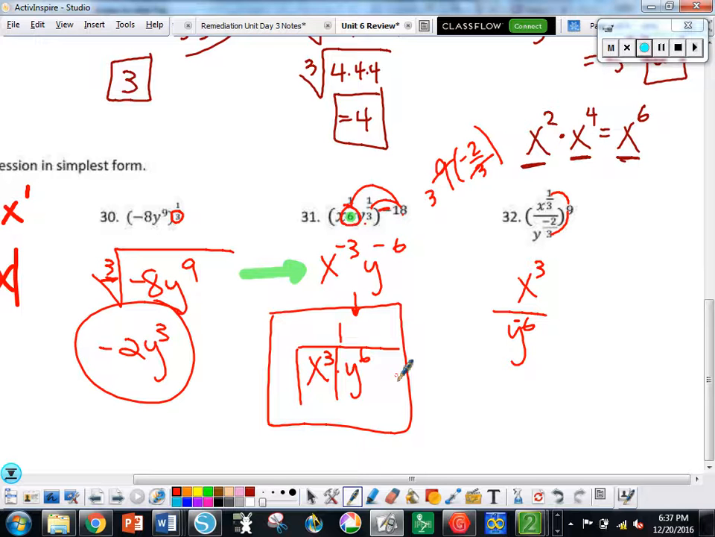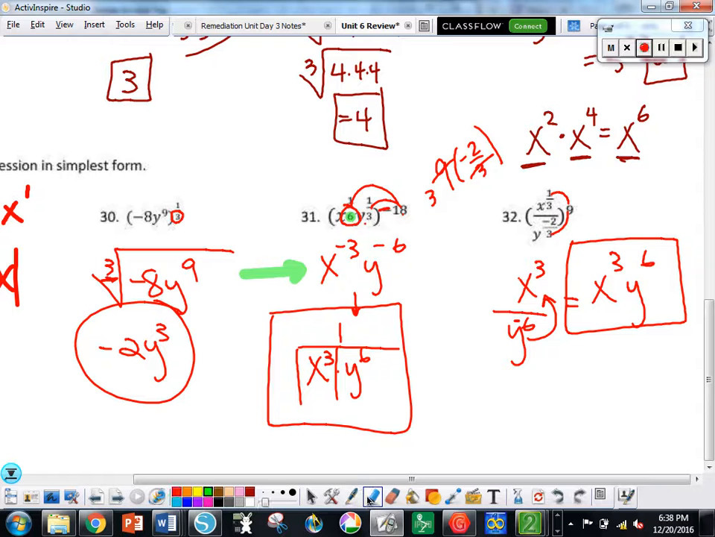Okay, and so now what? This negative is going to take it and move it to the numerator. So you would have x cubed y to the 6th. Do either of those need an absolute value? No, because the denominator is an odd power.